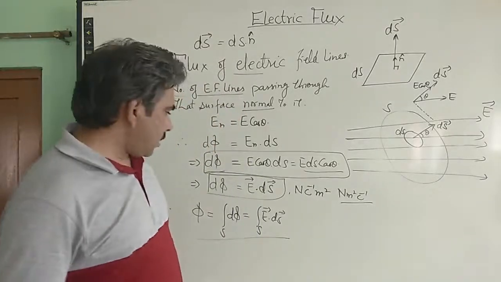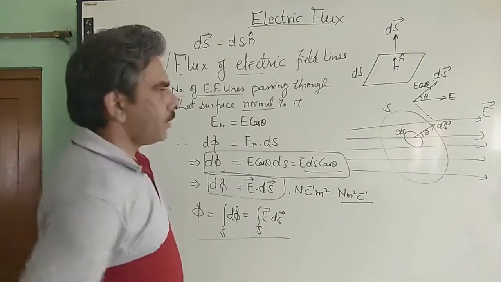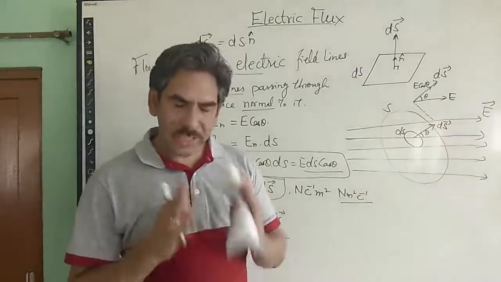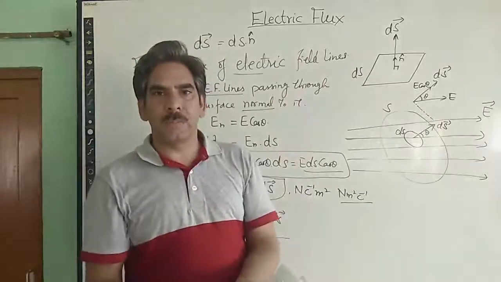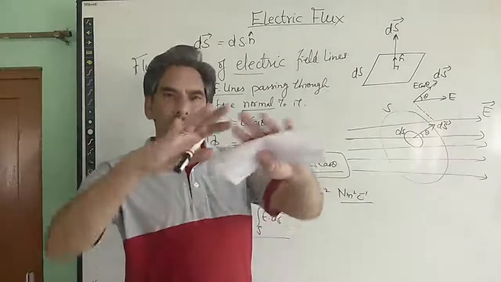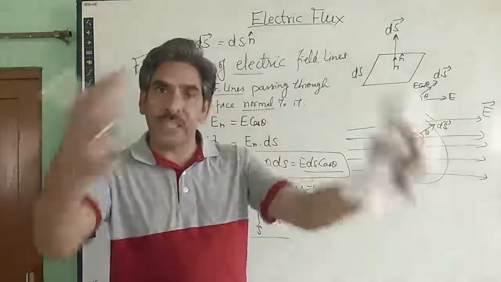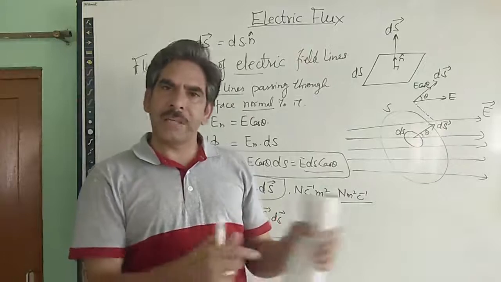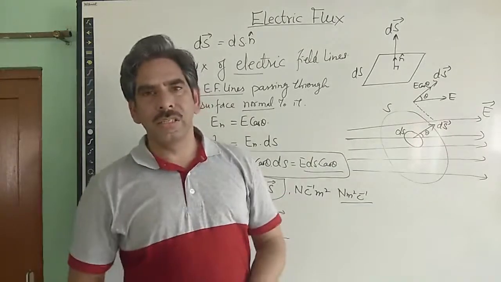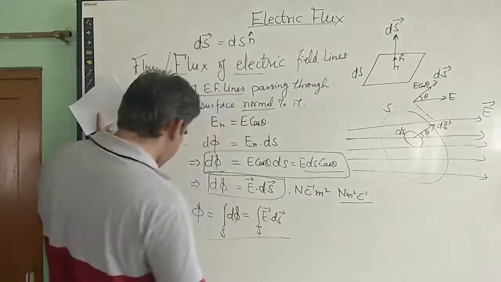Okay, so that is about electric flux. And what if this surface is closed? For example, it may be a spherical surface, or in the form of a cube, or in the form of a rectangle, or in any other form, but it is a closed surface. It may have any arbitrary shape, but it is a closed surface. In that case, what is the flux through that?